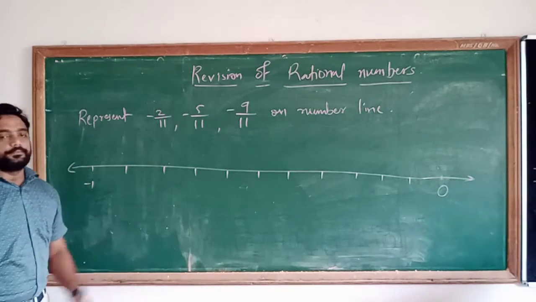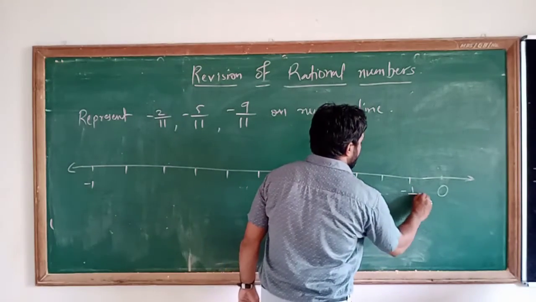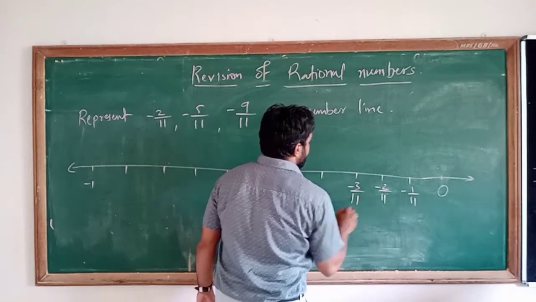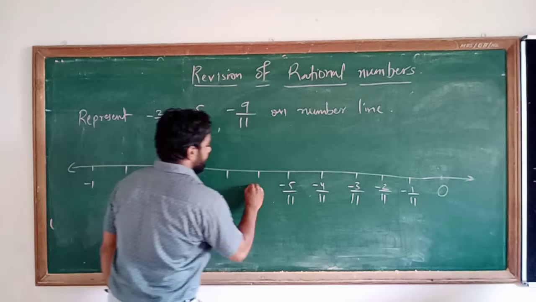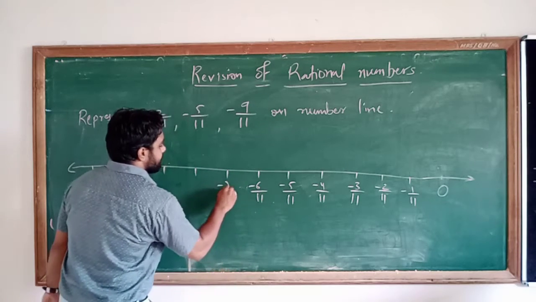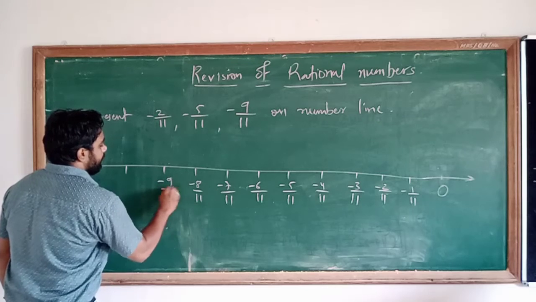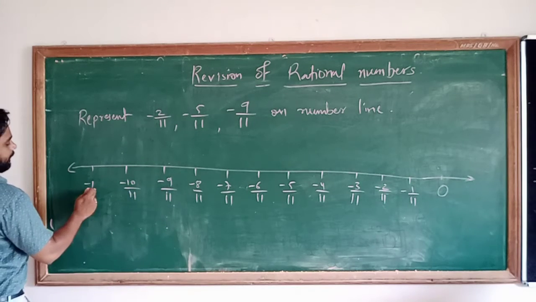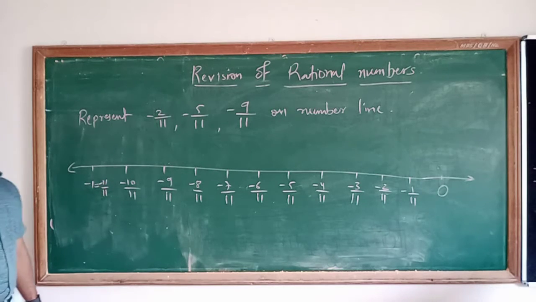Now give the numbers on the basis of 1, 2, 3. That is -1 upon 11, -2 upon 11, -3 upon 11, -4 upon 11, -5 upon 11, -6 upon 11, -7 upon 11, -8 upon 11. Lastly, that is -1, which equals -11 upon 11. Understand?